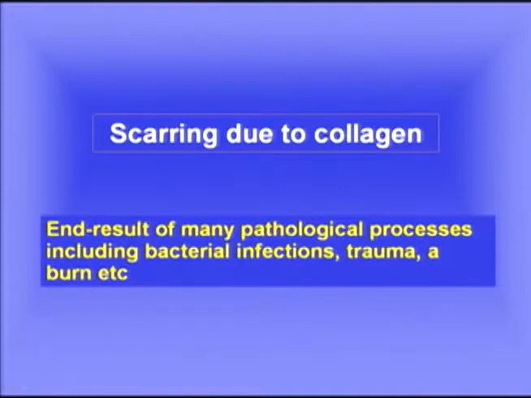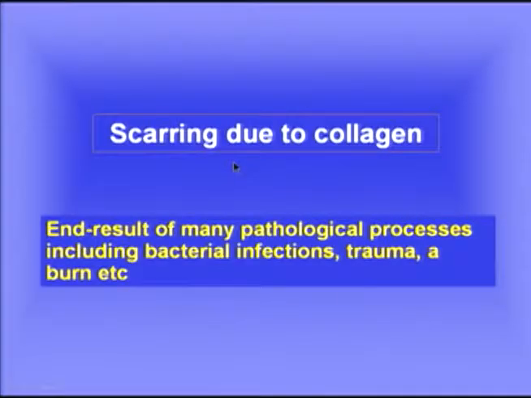Now, scarring is an end result of a number of pathological processes. For example, if you see somebody with a scar on his arm, you don't know whether he's had a nasty bacterial infection of some kind that has healed but left a scar. There may have been trauma in a car accident or whatever, which has left a scar. He may have been burnt on the arm, and that's left a scar. So there are all sorts of pathological processes which will end up with scarring, which is basically the laying down of type 1 collagen. And the same is true of diffuse interstitial pulmonary fibrosis.